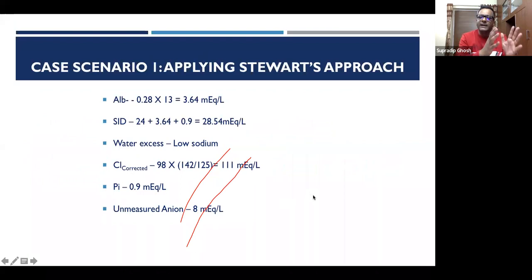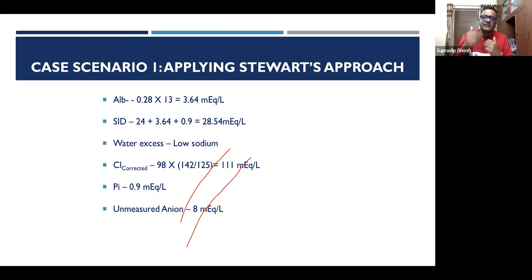By following the Figge and Fencl formula, we could find out that albuminate is 3.64, which is low. SID is 28.54, again low. And this SID is low because the sodium is low and chloride is slightly higher. This is the corrected chloride.